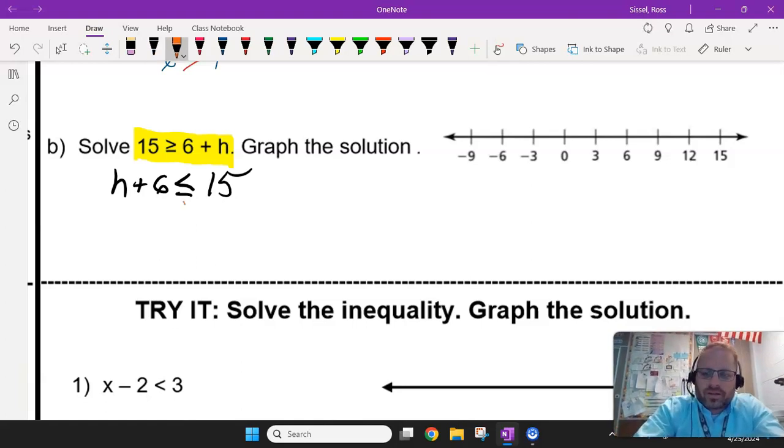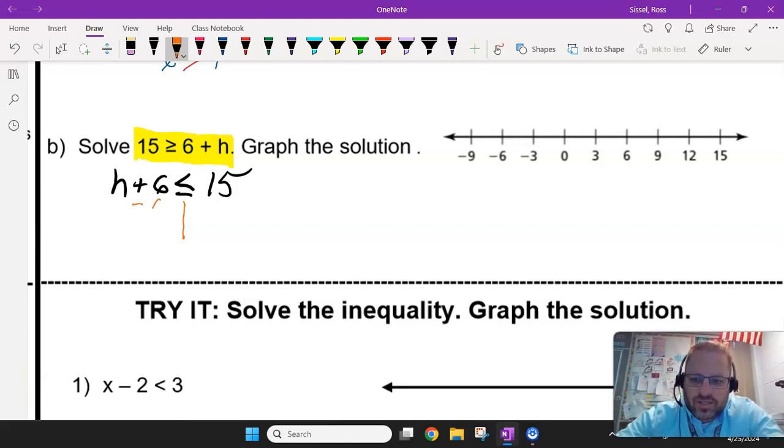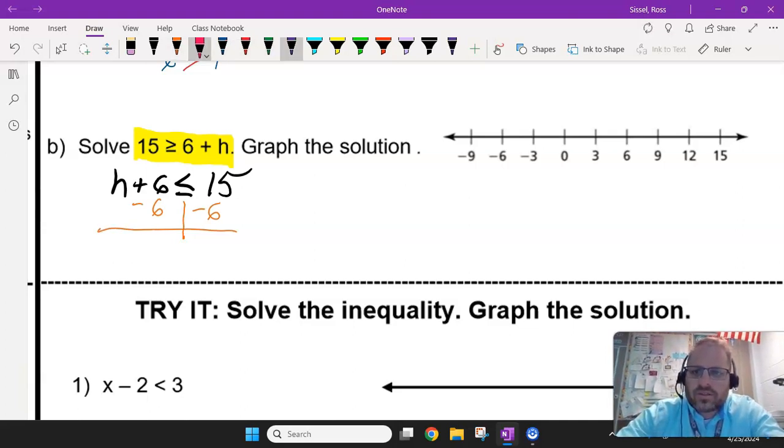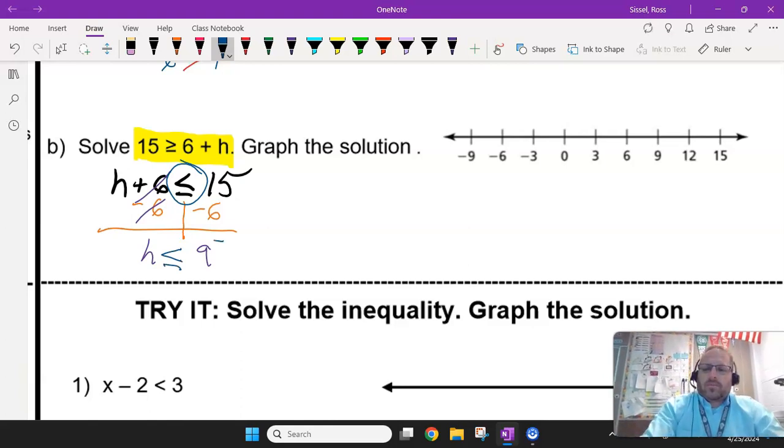Alright, so I'm going to draw my line down the middle. My variable is h. I'm adding 6 to my h. What's the opposite of adding 6? It's to subtract 6 on both sides. When I solve this, I will have 6 minus 6, so I'm left with h. 15 minus 6 is 9. The inequality I circle is less than or equal to. So, solving this inequality, we simplified it to h is less than or equal to 9.